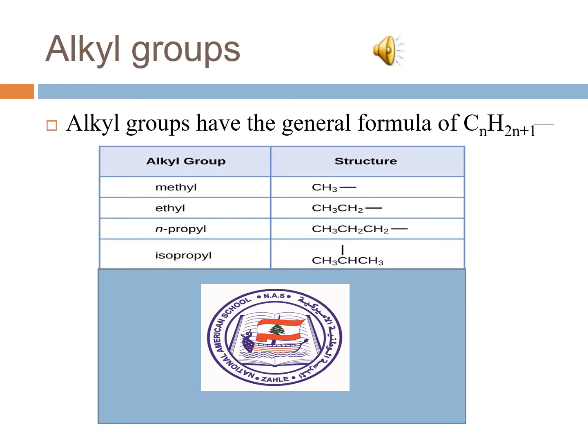C3H7, but I want you to notice the difference between propyl and isopropyl. In the propyl, ladies and gentlemen, we have the carbon on the extremity or at the end of the group. This carbon is bonded to the main chain. While in the isopropyl, as one can see, it is the carbon in the middle that is bonded to the main chain of carbons.